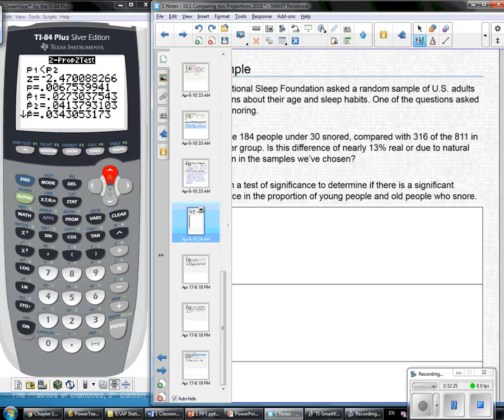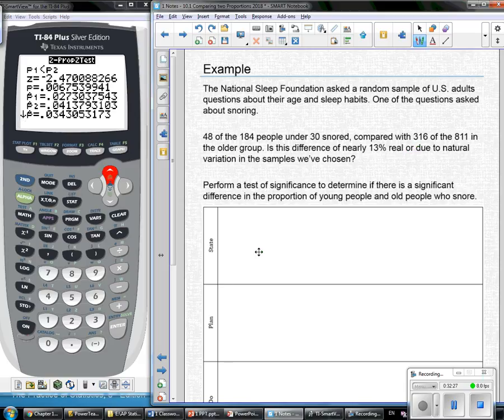Okay, so you have one more problem. This has to do with the National Sleep Foundation. And what I would like you to do is get as far as you can with this problem before you come into class, next class. So try this on your own using the 2-prop z-test on your calculator. I don't expect you to write the standard deviation or anything like that.